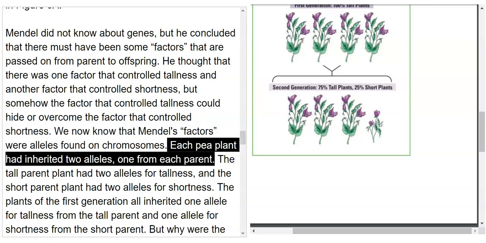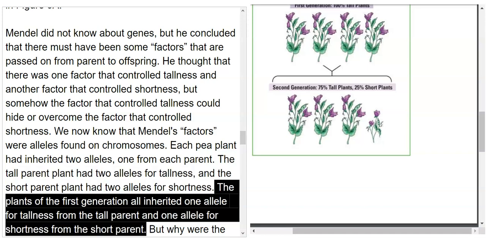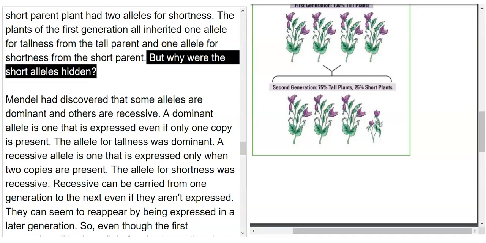Each pea plant had inherited two alleles, one from each parent plant. The tall parent plant had two alleles for tallness, and the short parent plant had two alleles for shortness. The plants of the first generation all inherited one allele for tallness from the tall parent and one allele for shortness from the short parent. Okay, yeah, sure. But why were the short alleles hidden?